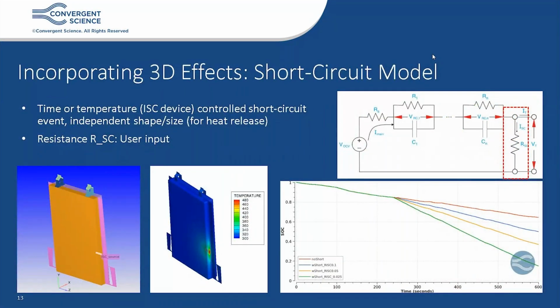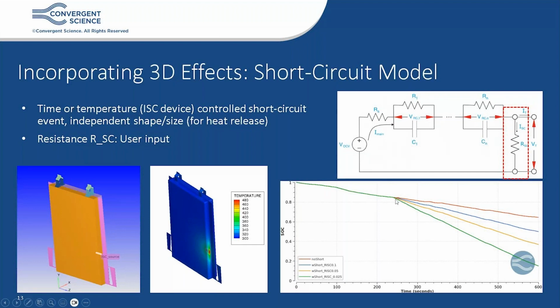Now, the equivalent circuit model is a lumped parameter model. The heat source is released uniformly within the battery, but there are some 3D effects you want to take into account. One of those 3D effects is internal short circuits that can occur at local areas of the battery and release heat locally. So we have augmented the equivalent circuit model with a short circuit network. The short circuit network can be triggered at user specified times or temperatures.